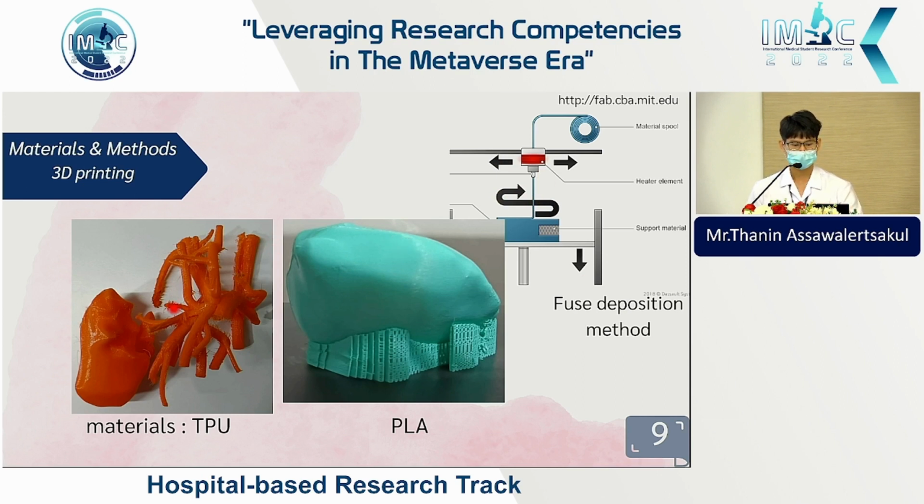So this is the blood vessel model and tumor model using the material TPU. And this is the liver parenchyma using PLA. The TPU material is a flexible material, while PLA is a solid material. I think the flexible material is suitable for the internal part of the liver, while the more solid PLA is suitable for the outer part of the liver.